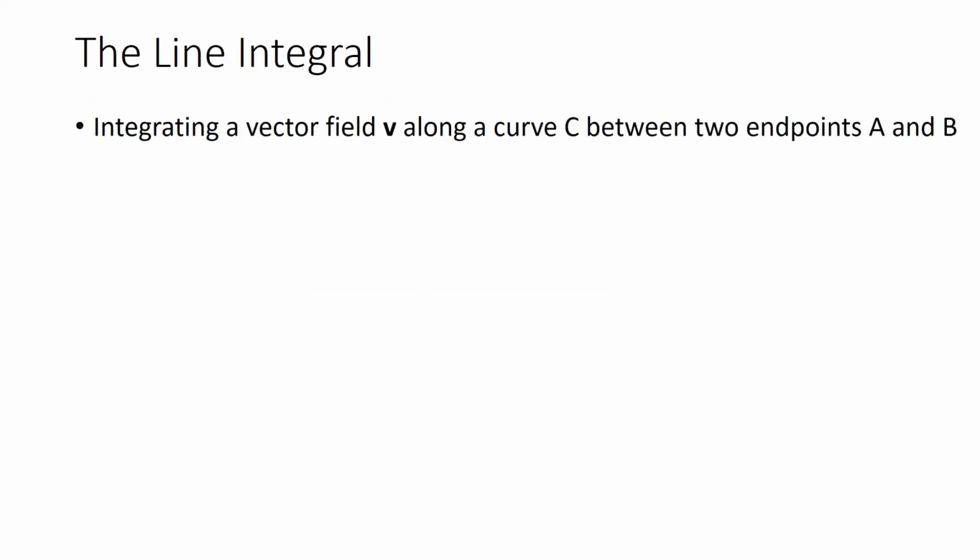The line integral involves integrating a vector field V along a curve C between two endpoints, A and B. Okay, so if you imagine a curve between two endpoints A and B, we imagine integrating a vector field between those two points, A and B.